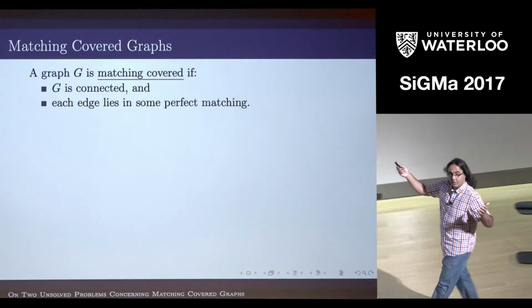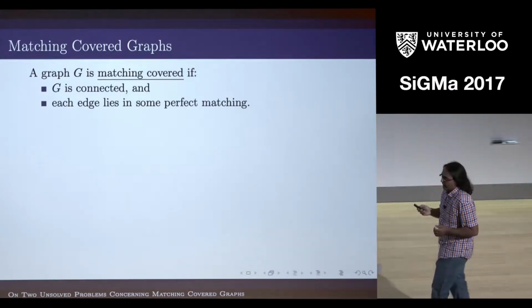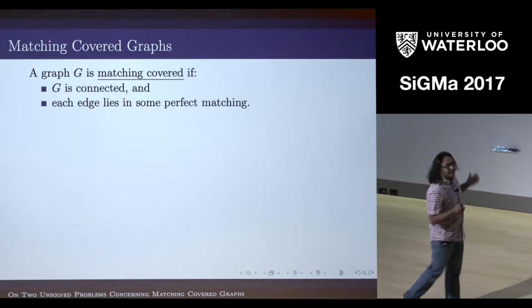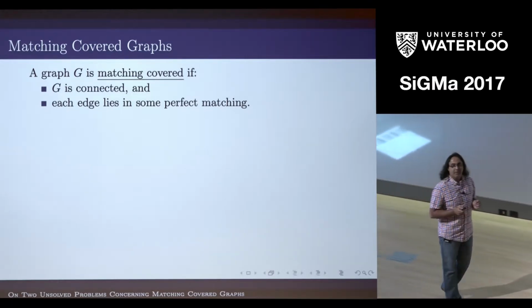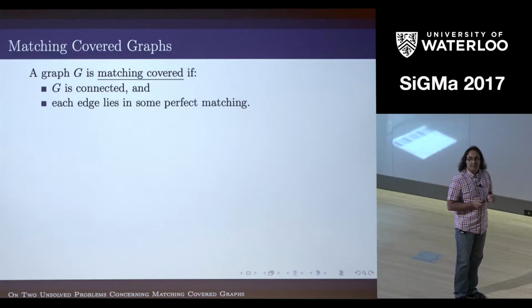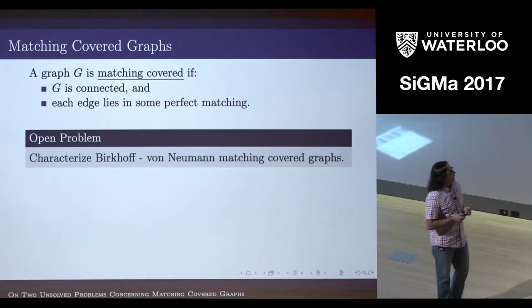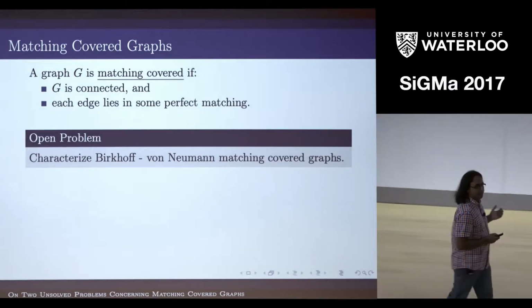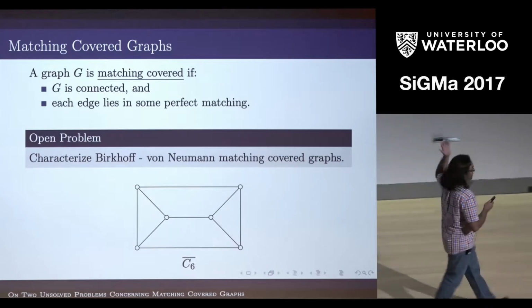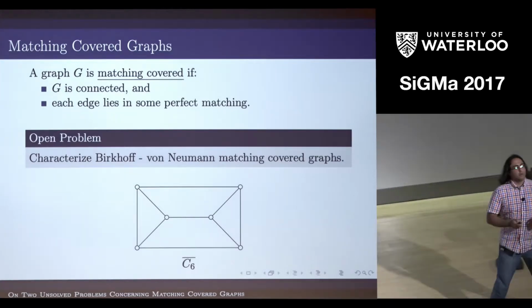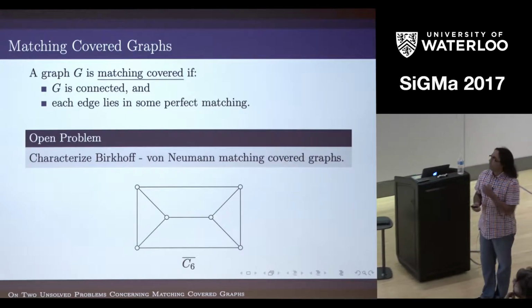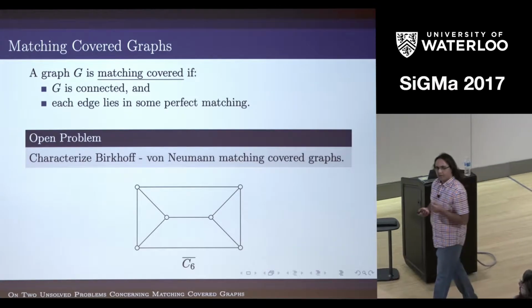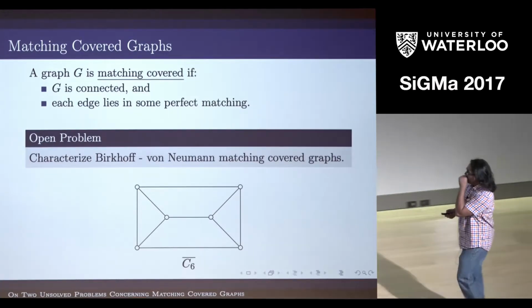So that brings us to a definition. A matching covered graph is a graph that is connected and every edge is in a perfect matching. And there is an extensive literature on these graphs. You can look up Lovász and Plummer, and there's a lot more work done since then by various authors. It would be sufficient to characterize the Birkhoff-von Neumann matching covered graphs. And here is the smallest matching covered graph that is not Birkhoff-von Neumann, the triangular prism. Could it be that this graph has a special role to play in the characterization of these graphs that we are trying to characterize?